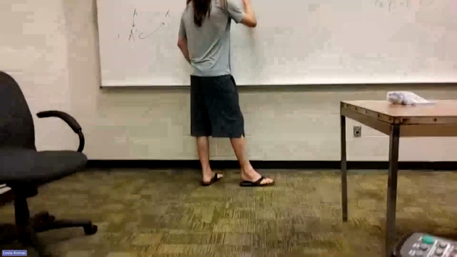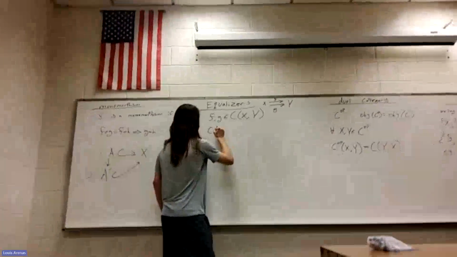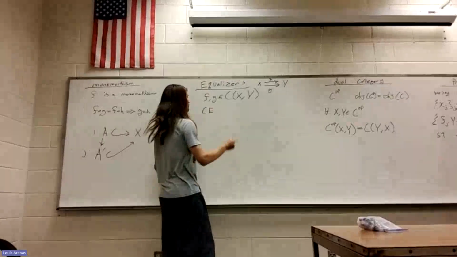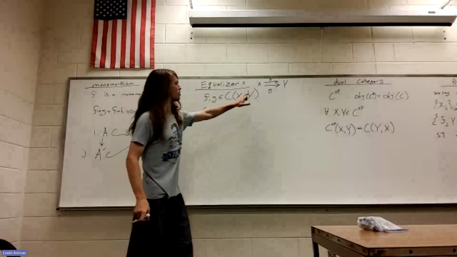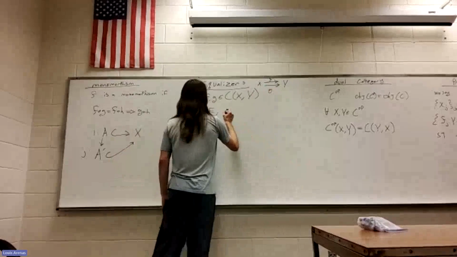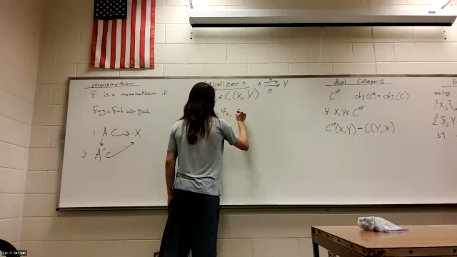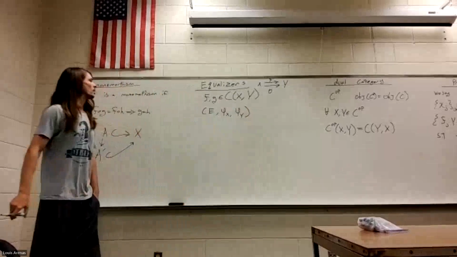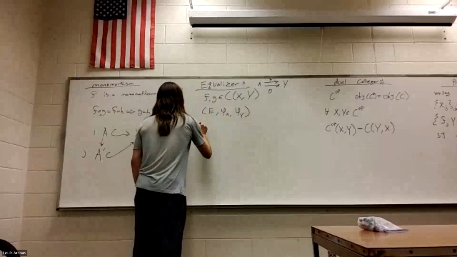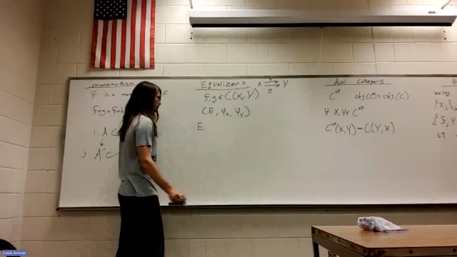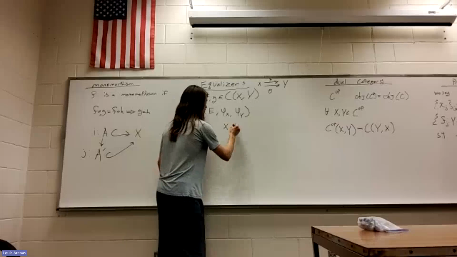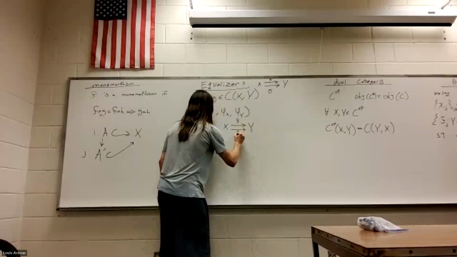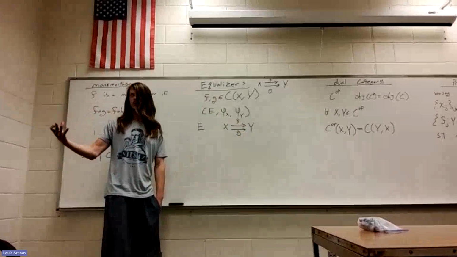But this equalizer is going to be an object, I'll just call it E, with maps to both of the objects here, X and Y. They're supposed to be chosen so that we have X here and my parallel morphisms. Like I said, it's a subset that makes the two functions equal.